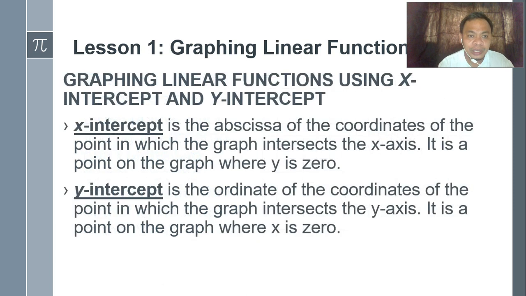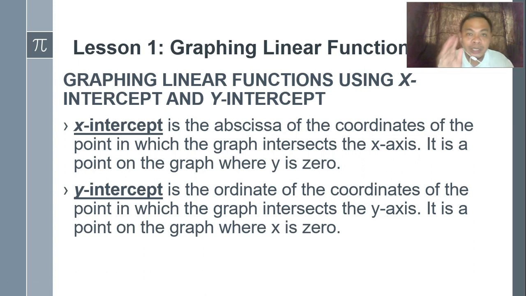Tapos yung second method natin ay graphing linear function using the x-intercept and y-intercept. Ano po ba yung x-intercept? So, yung x-intercept po is the abscissa of the coordinates of the point in which the graph intersects the x-axis. So, it is a point on the graph where y is 0. Okay? So, tapos yung y-intercept is the ordinate of the coordinates of the point in which the graph intersects the y-axis. So, it is a point on the graph where x is equal to 0.